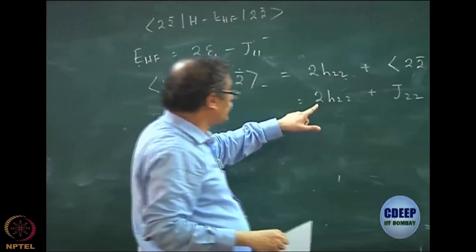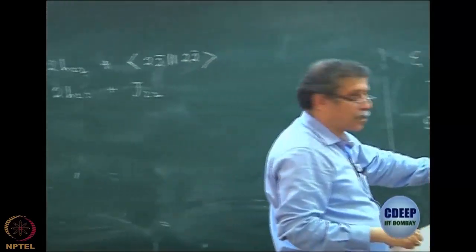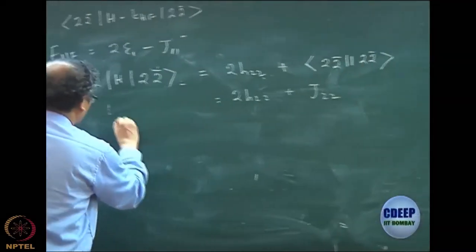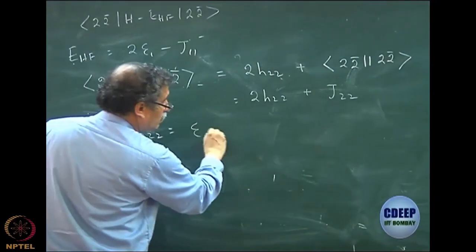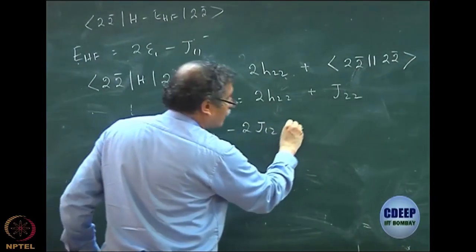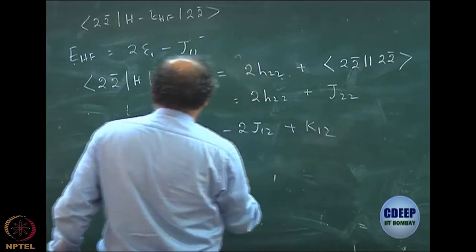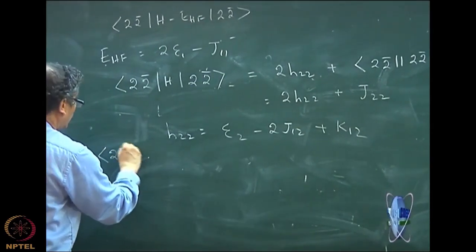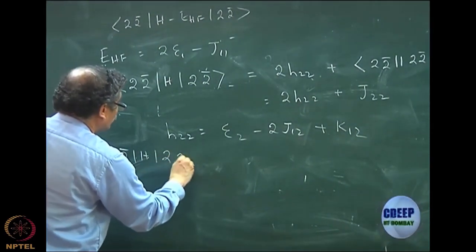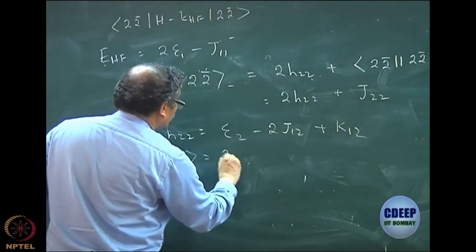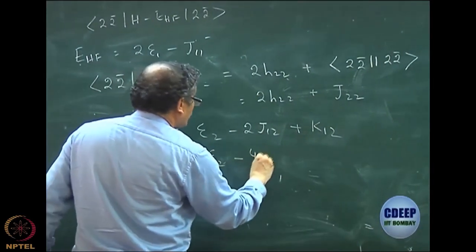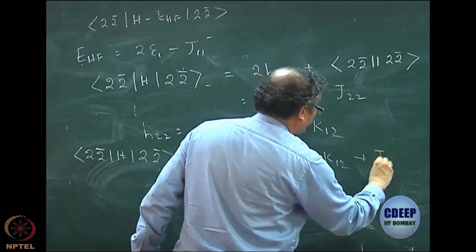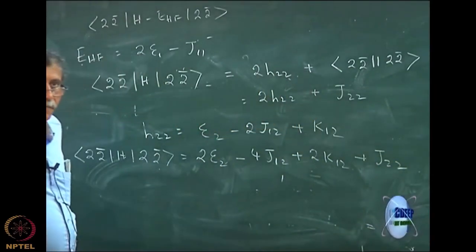So, what I am first going to do is write H22 in terms of epsilon 2. Now you look at epsilon 2. You write H22 as epsilon 2 minus 2J12 plus K12, and then put this here. So, your 2 2 bar H 2 2 bar in terms of epsilon 2 will then become 2 times epsilon 2, minus 4 J12 plus 2 K12 plus J22.